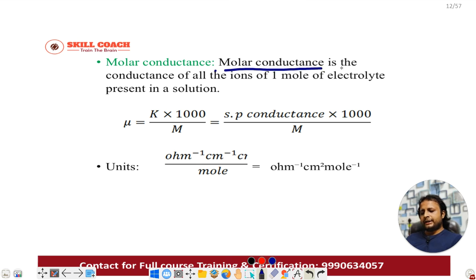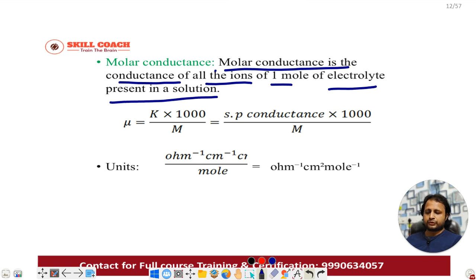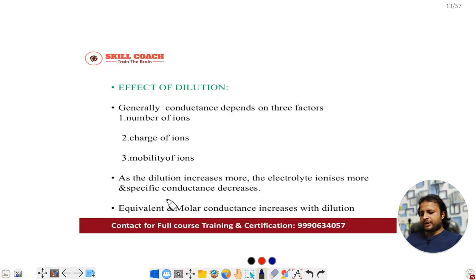So molar conductance is the conductance of all ions of 1 mole of electrolyte present in a solution. So this is a 1 molar solution. It is represented by mu, and mu is equal to K into 1000 by capital M. So we need to remember this.